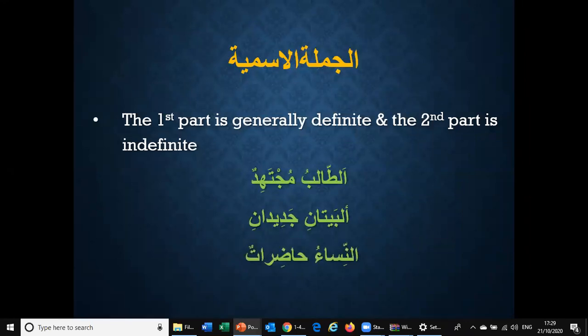And plural the same way, an-nisa'u hadiratun, the women are present, "are" inserted automatically just by looking at the construction, because the first part is ma'rifa, second part is nakira. An-nisa'u with al, hadiratun without al. Okay, so that is a complete sentence as well.